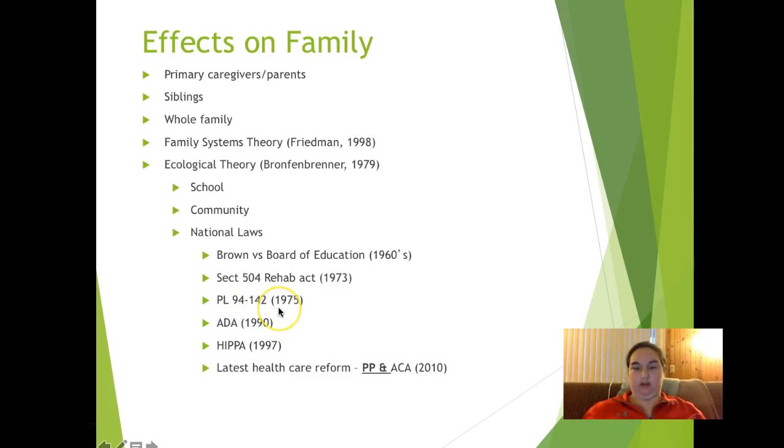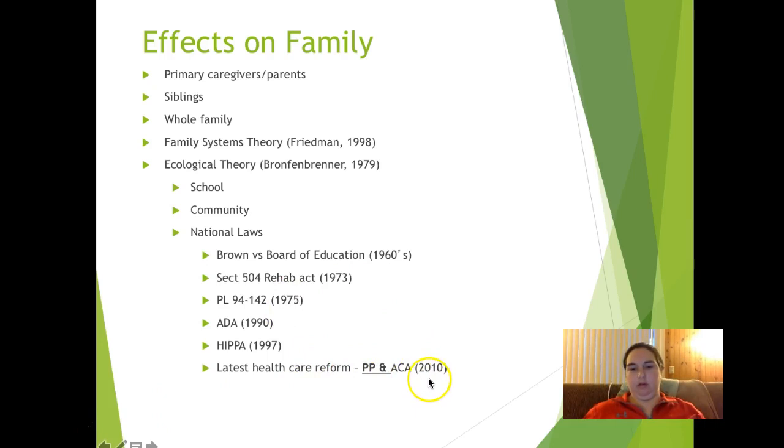94-142 was just access to education. So, before Public Law 94-142, which is now the IDEA law, Individuals with Disabilities Education Act, schools didn't have to accommodate kids with disabilities. Kids with disabilities often didn't get public education. They were at home. Those included back then kids with arthritis in the wheelchair. So those are big things that have affected.